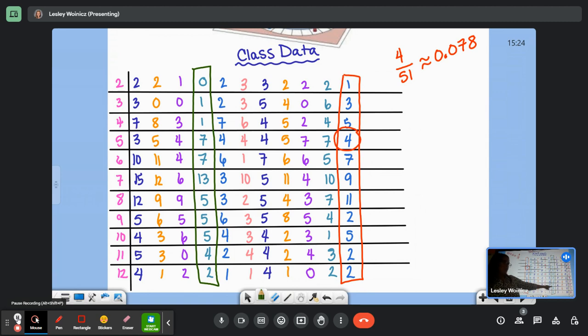Another 5 is 44. And then that one's actually 50, right? Okay, so this one's out of 50. How many times did they get a 5?